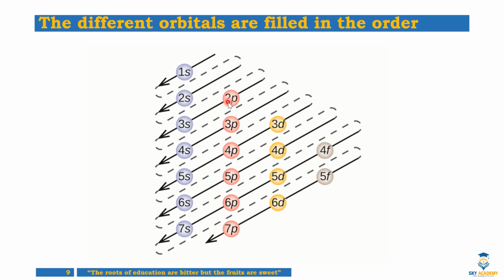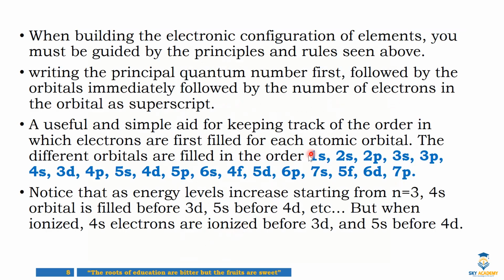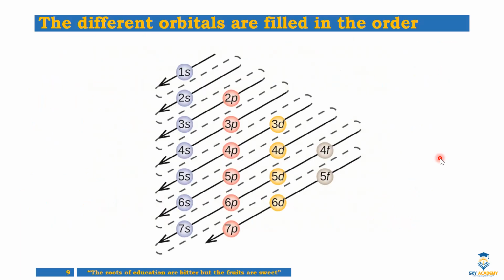You come here, 2p here, 3s, 3p, 4s, 3d, 4p, 5s, 4d, 5p, 6s, 4f, 5d, 6p, 7s, 5f, 6d, 7p. That is the order you have seen. Okay? I think we can now jump clearly to electron configuration with the different atoms.